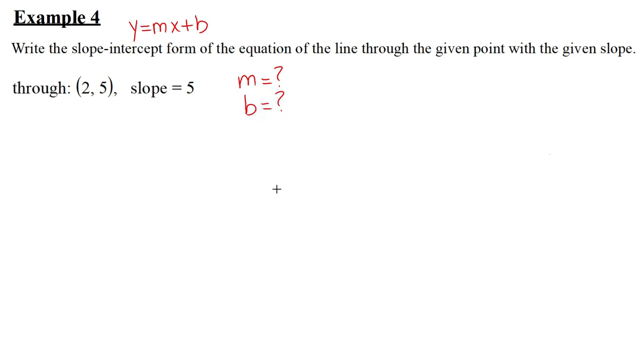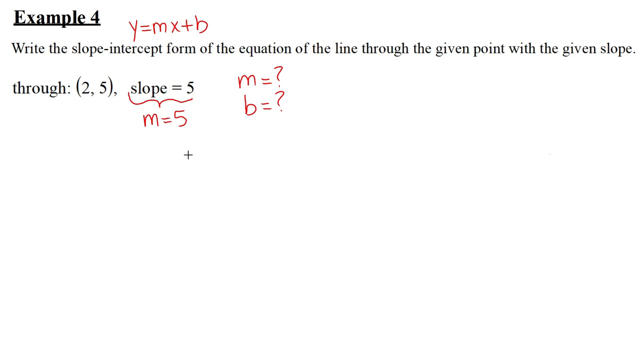They're giving us two different bits of information. They're giving us a point that lies along this line that we're trying to write the equation for, and they're giving us the slope of that line. Now, the slope, written out like this, slope equals 5, is going to be the same thing as if I said m equals 5, because m always represents slope. So the next thing that I need to figure out is what my y-intercept is.